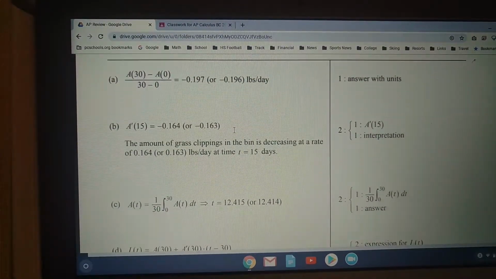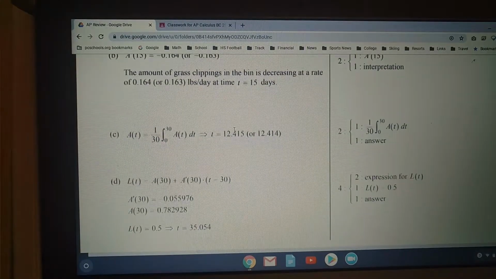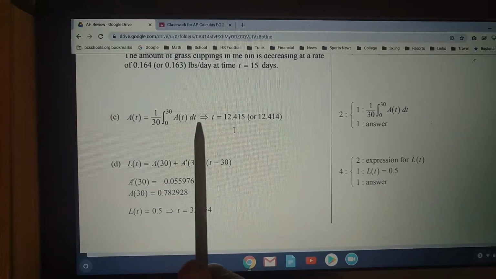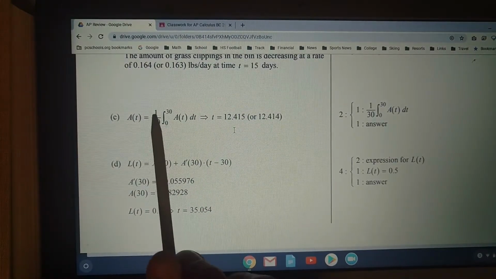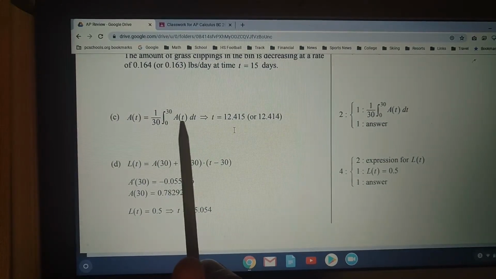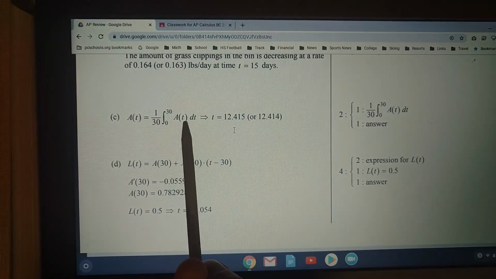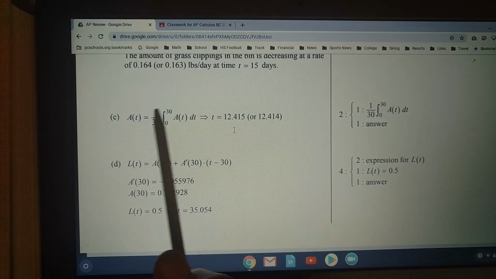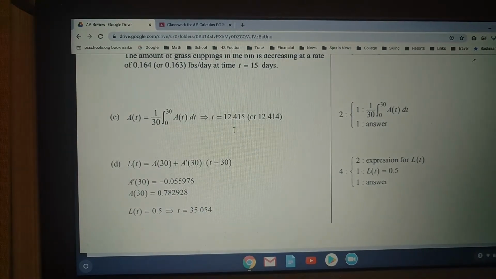Okay, part C. Part C is worth 2 points. First, you get 1 point if you have this correct integral expression. You have to have the 1 over 30, you have to have the correct limits, 0 and 30, and you have to have the correct amount equation. Now you can write it as A of t, or you can simply write what the function is. And then you have to know how to enter it correctly in your calculator to get the correct answer of 12.415, or you can get 12.414 if you truncate. That gets you your second point.